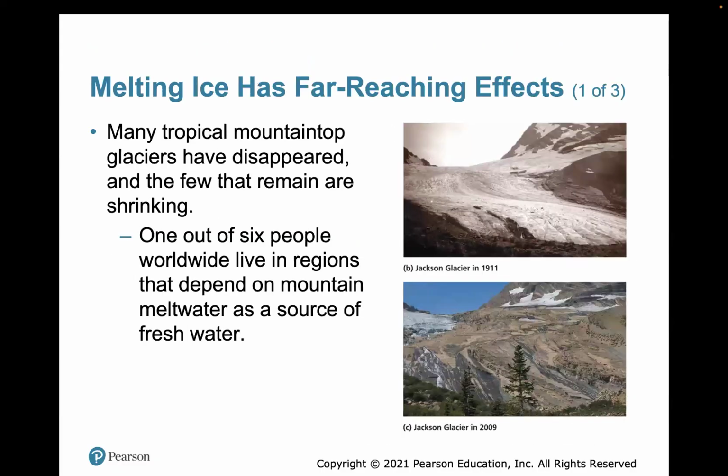So as the world warms, mountaintop glaciers are disappearing. The few that remain are also shrinking. One out of six people worldwide lives in regions that depend on mountain meltwater as a source of fresh water. Many glaciers and tropical mountaintops have disappeared already.